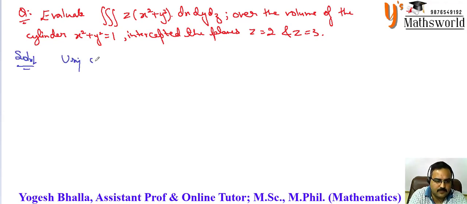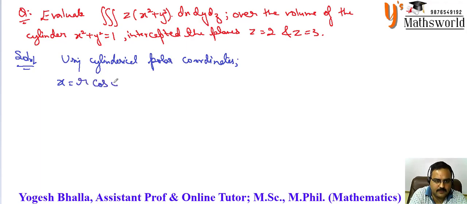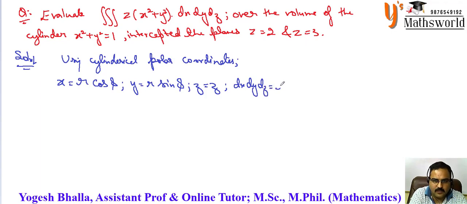So using cylindrical polar coordinates, we have to substitute x = r cos φ, y = r sin φ, and z remains as it is. dx dy dz is equal to r dr dφ dz. Now the base of the cylinder is a circle with center at the origin and radius 1, so r varies from 0 to 1.